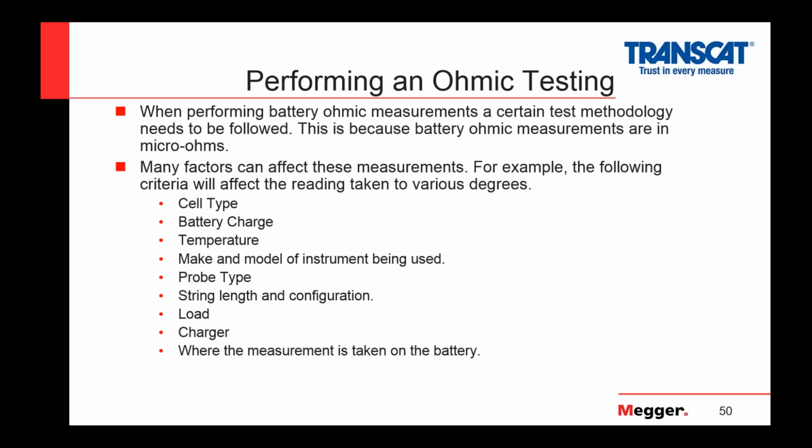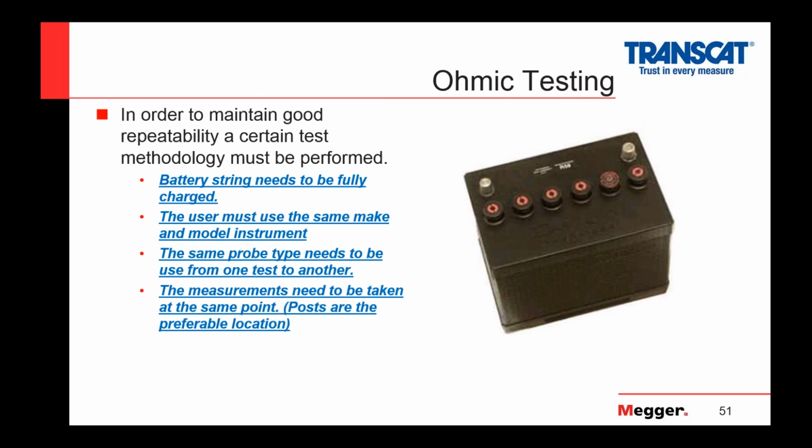Now, important when you're running an ohmic test, how do you do it? There are many things. Now, when I say ohmic, I'm talking about any type of ohmic test. You must follow this procedure, because there are many things that will affect an ohmic reading: the type of battery, its charge, temperature, make and model of instrument being used, which we just talked about, the probe type that you're using, string length and configuration. All these things have an impact. So there are 4 rules you must follow.